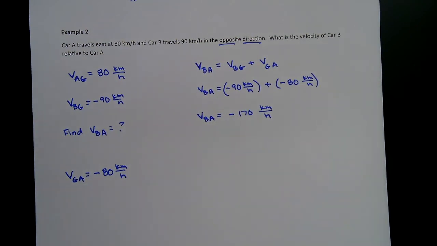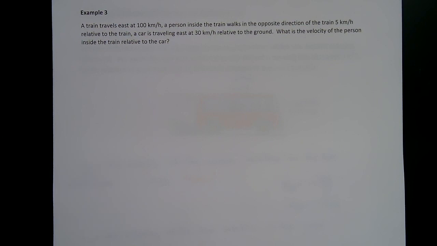All right. Let's do the last problem, which is a more complex version of this. Here I'm having three things moving, and this is where you really need to have the equation. So a train travels east at 100 kilometers per hour. A person inside the train walks in the opposite direction of the train at 5 kilometers per hour. So that's actually going to wind up being negative 5 kilometers per hour relative to the train.